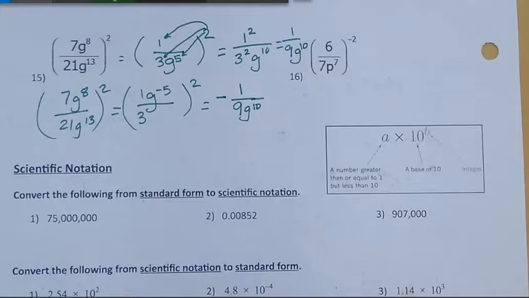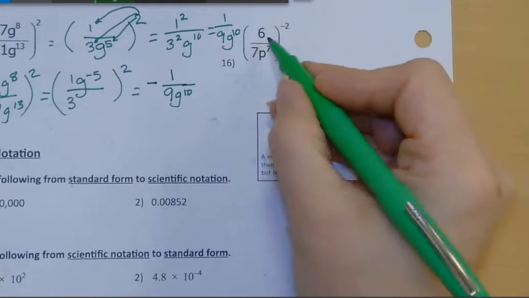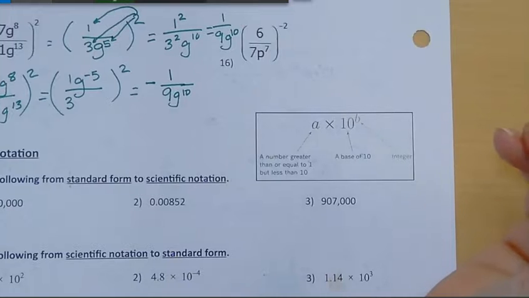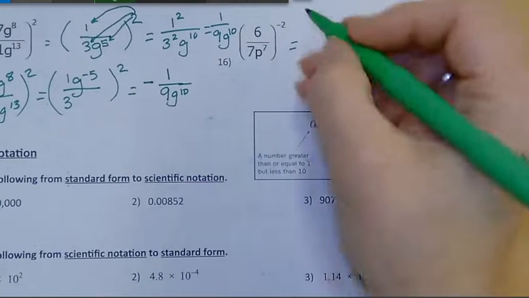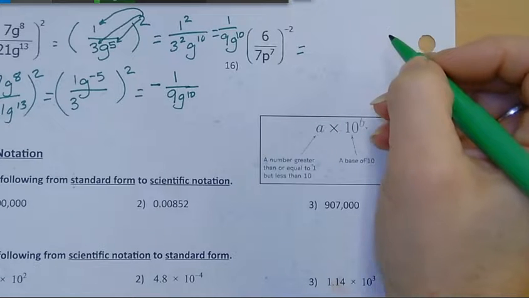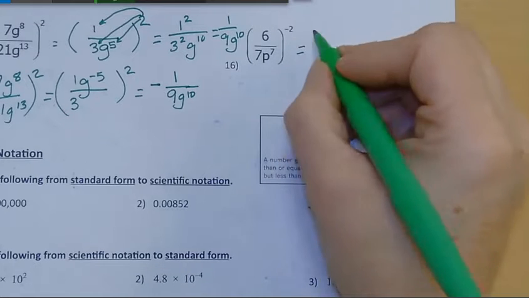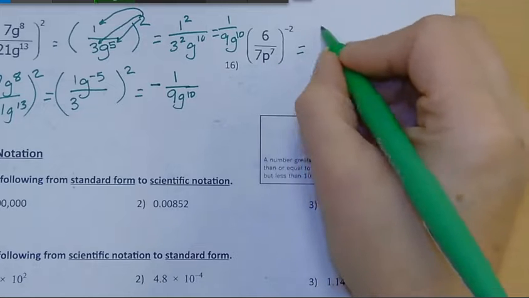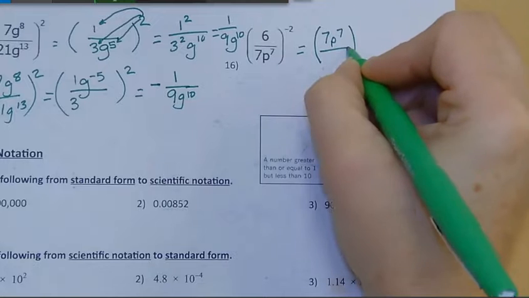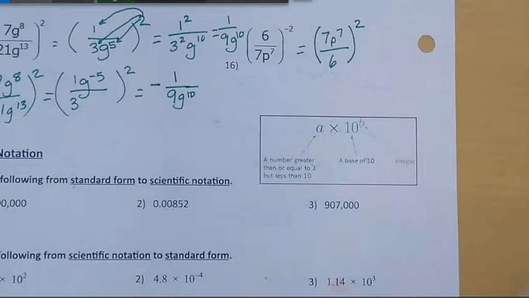Okay. So looking at number 16. Number 16, we have 6 over 7p to the 7th, and that's all raised to the power of negative 2. So one of our rules says that if we have a negative exponent that is being applied to a fraction in parentheses, we can flip our fraction upside down and find the reciprocal. And that would change our exponent to be a positive. So by following that rule, I'm going to flip my fraction upside down. So I have 7p to the 7th in the numerator now and 6 in the denominator. And that changes my exponent to a positive 2.